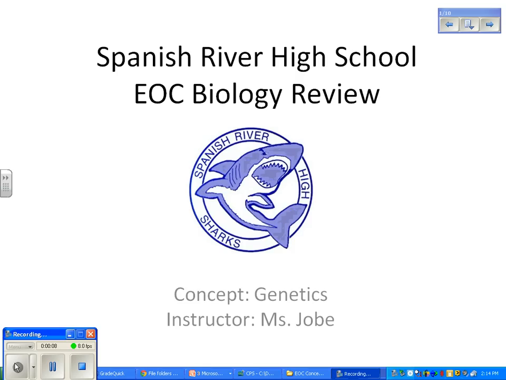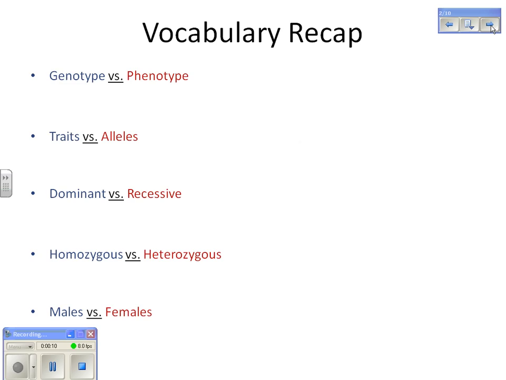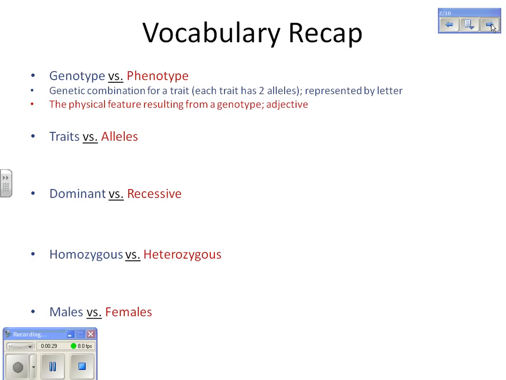Let's get started. So first we have to recap some vocabulary. Primary terms here: genotype versus phenotype. Of course, the genotype is the genetic combination of a trait. Remember that all individuals contain 2 alleles for each trait, and genotypes are represented by alphabetical letters. For phenotypes, they are adjectives. They are the physical expression from that genotype.